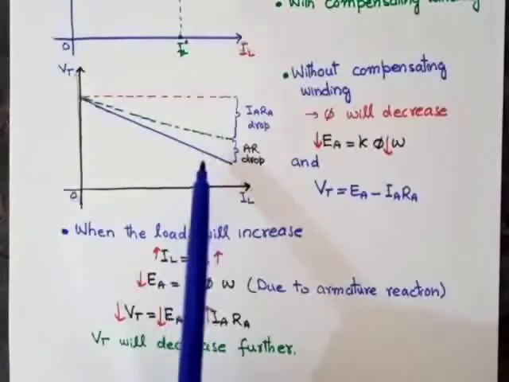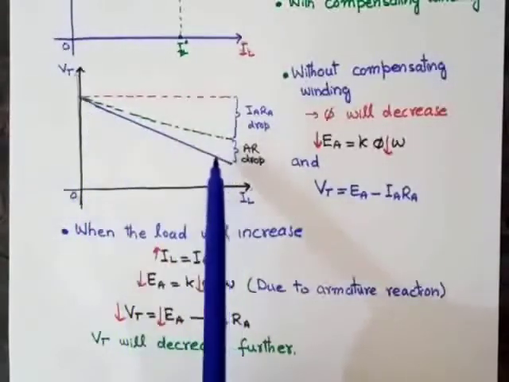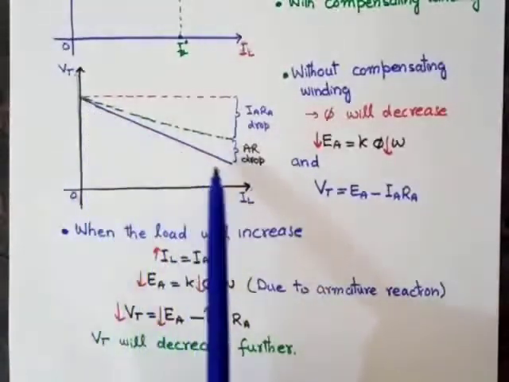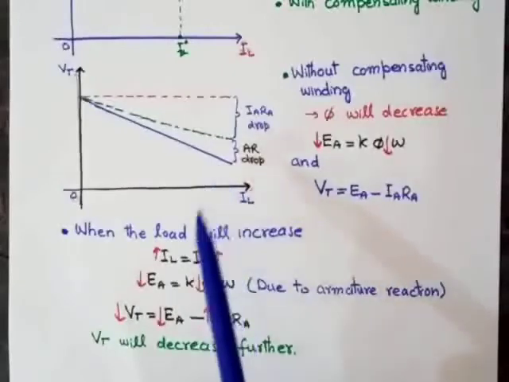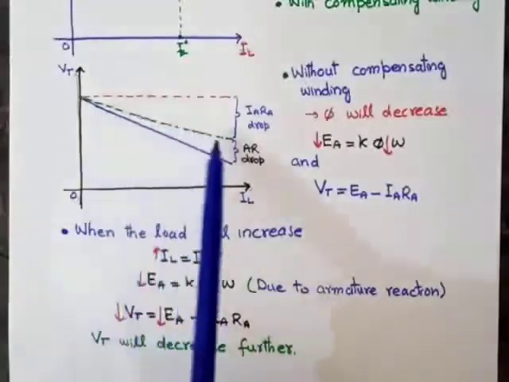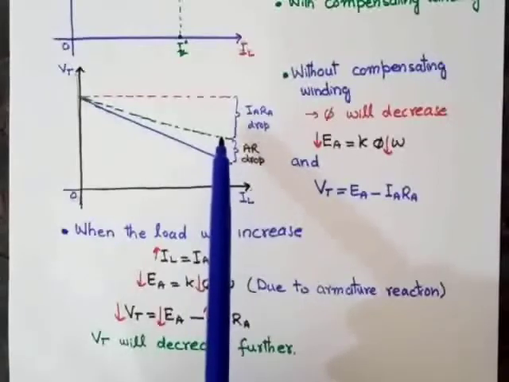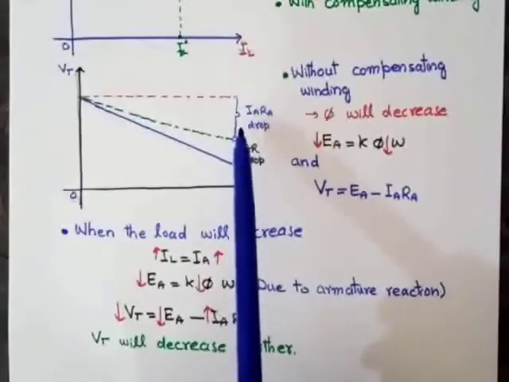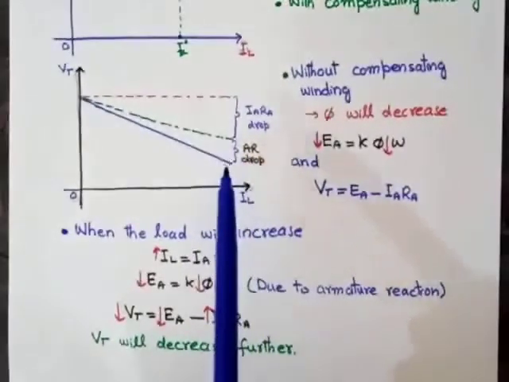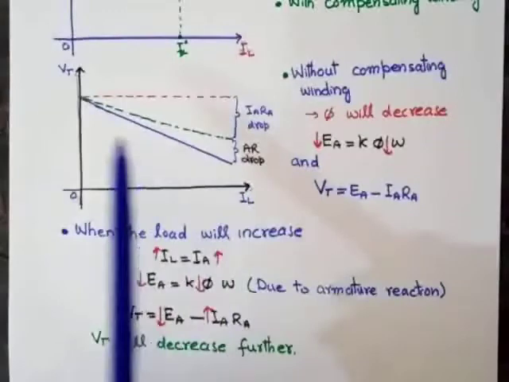If there is no armature reaction, then there will be no voltage drop due to flux weakening. If there is armature reaction, then the voltage will drop more rapidly, because due to armature reaction, the internal generated voltage will decrease as well. So this is the graph. If there is a compensating winding and there is no armature reaction, then the voltage drop is only due to Ia into Ra. When there is no compensating winding and armature reaction exists, then the voltage will drop more rapidly, as you can see in this graph.